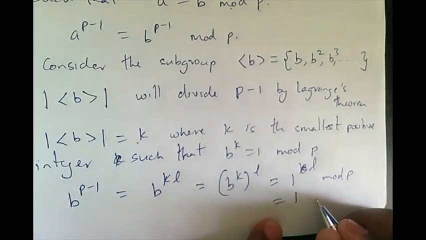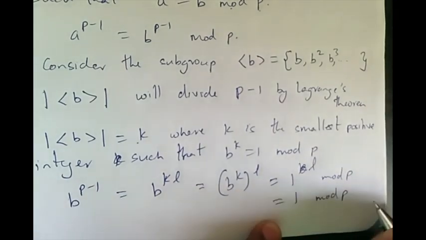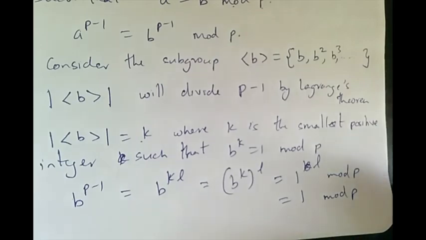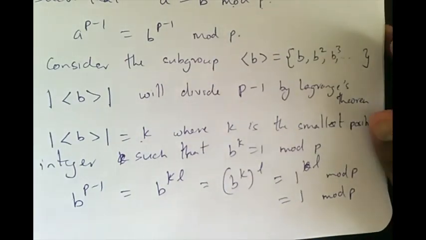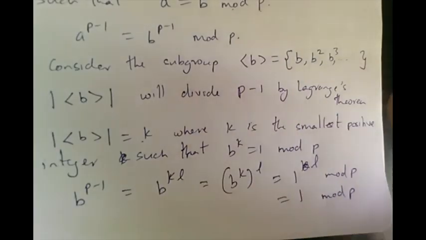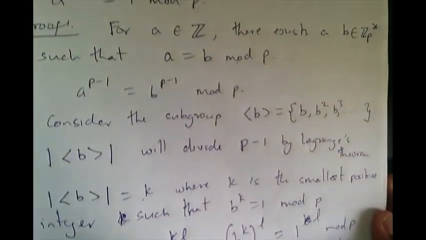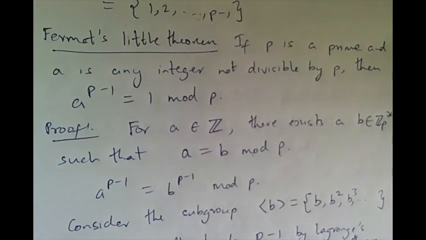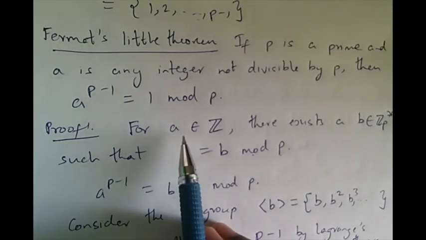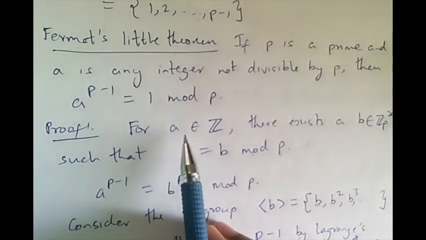Which is 1 mod p. So we have shown the theorem here. So what did we want to show? We wanted to show that for any integer not divisible by p, a to the p minus 1 equals 1 mod p.